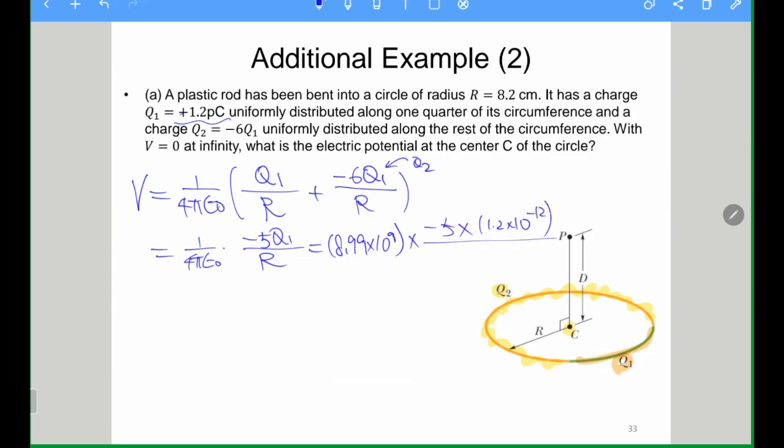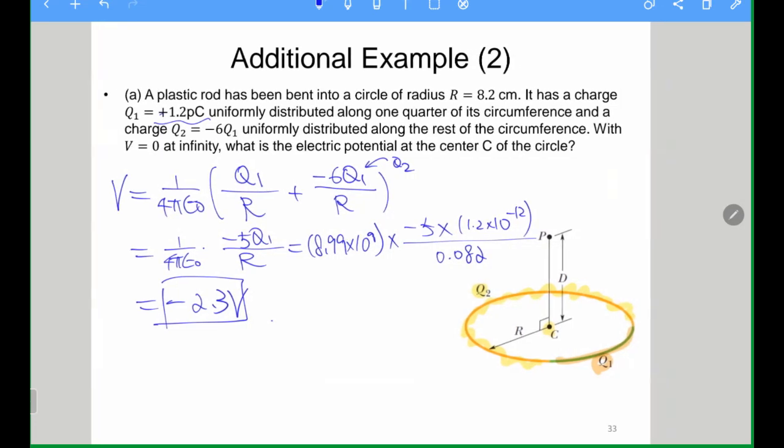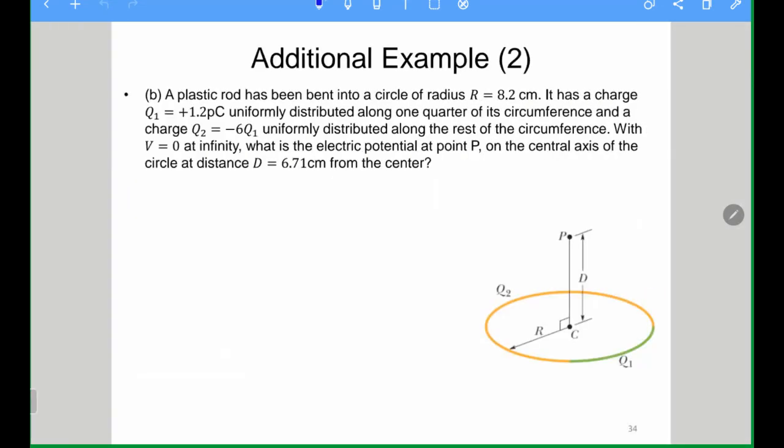Okay, so here R is 0.082 meter, 8.2 centimeter. Okay, so here the value is negative 2.3 volt. What is the electric potential at the center C? Okay, so this is for part A, and then for part B, what is the electric potential at point P on the central axis of the circle at distance D?